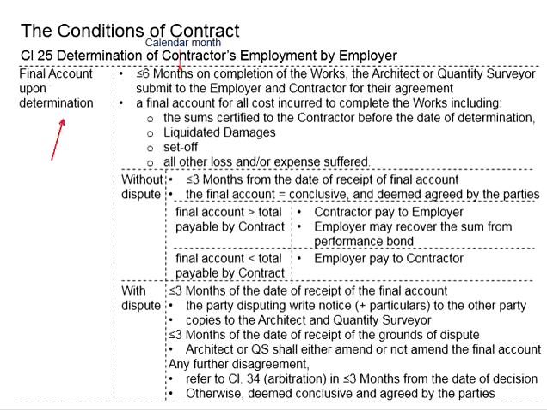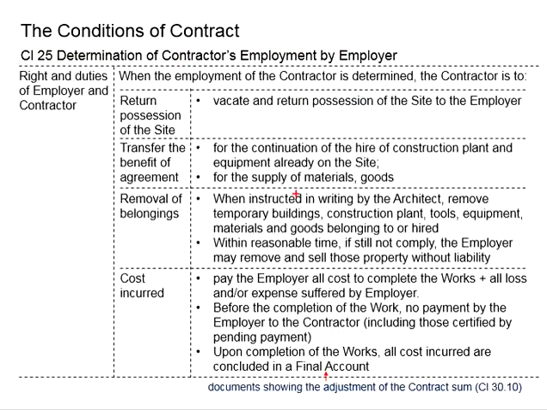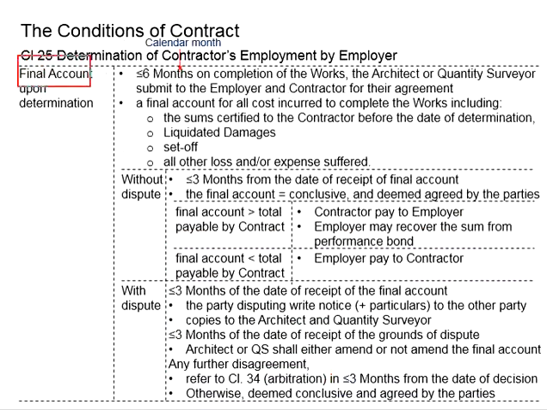Next is about the final account. When the determination of the contractor's employment happens, this final account will only happen after the completion of the work. This is in line with the principles here. Before the completion of the work, no payment should be given to the contractor. It is so that when everything is completed, the total cost incurred can be calculated. So this final account will be within 6 months of the completion of the work.